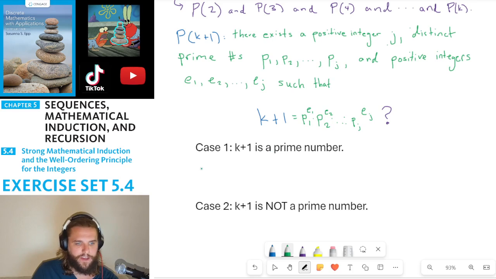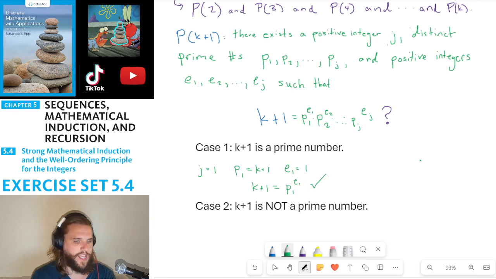We can say that j, which is this integer here at the top, is going to be the integer 1. We're only going to need one prime number here. And that prime number, p_1, is going to be k+1, since by this case assumption, k+1 is a prime number, and e_1 is going to be 1. And so then k+1 equals p_1 to the e_1, which shows that k+1 is a product of prime numbers. We can write k+1 as a product of prime numbers.